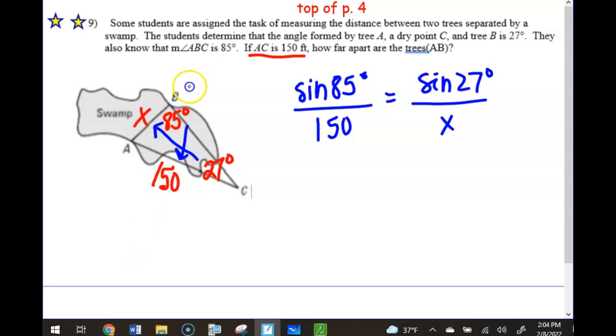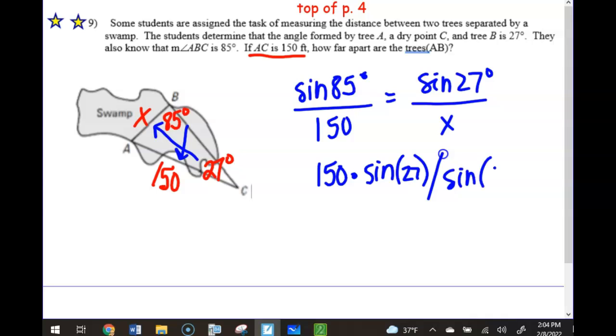So anytime you have one side and all the angles, you're going to use law of sines, and it's going to be one solution only. So 150 times the sine of 27 divided by the sine of 85. Anybody get an answer? 68.4? Is it round to 0.5 or is it 0.4? Okay. Yes.